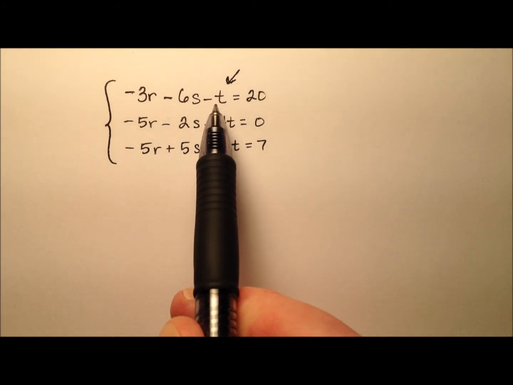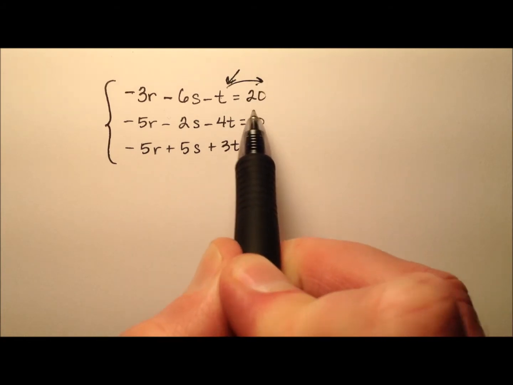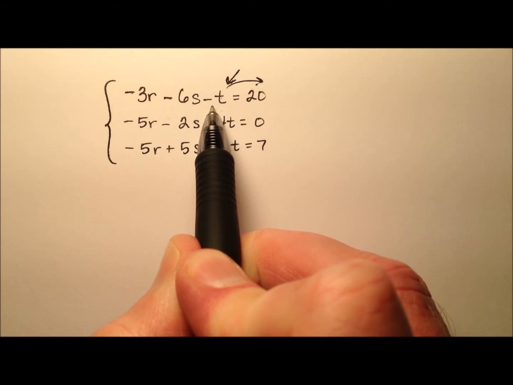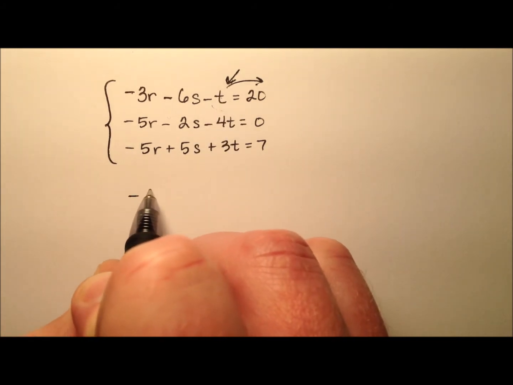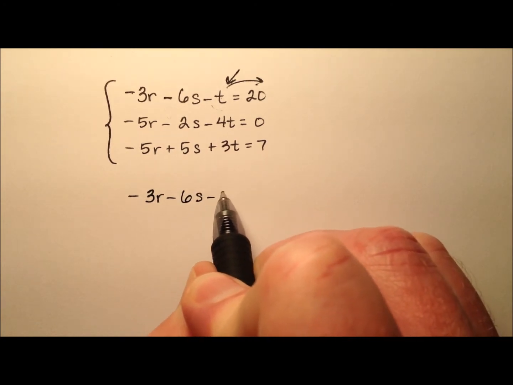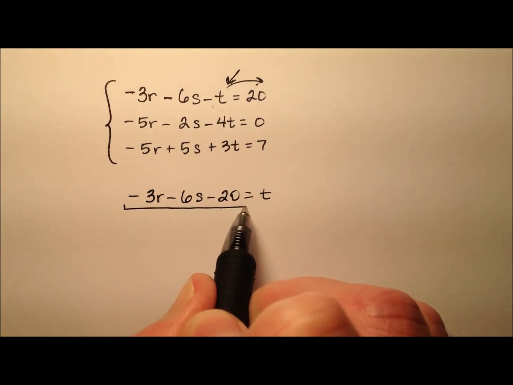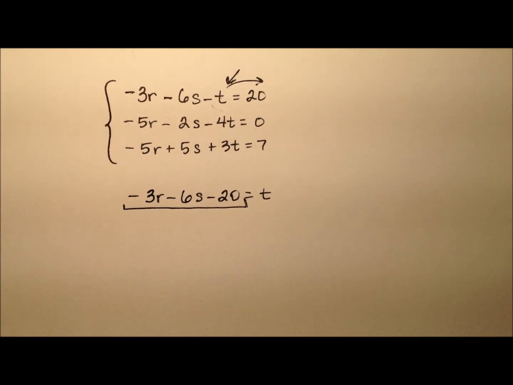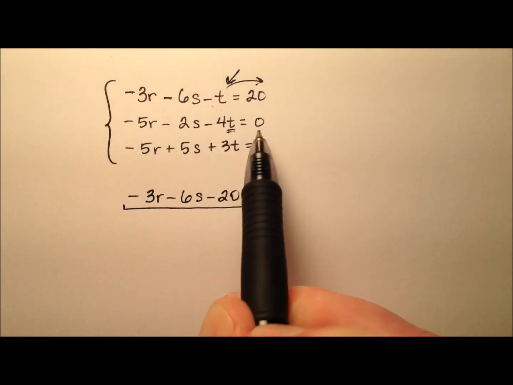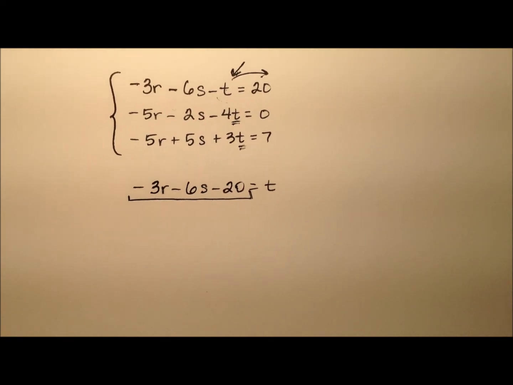So t will be easy to isolate. It's a negative t, so I'm going to move it over to the right side and make it a positive t. And then this positive 20 I'll move to the left side to make a negative 20. So this first equation becomes negative 3r minus 6s minus 20 equals t. So now I have this expression that's equivalent to t. What I'm going to do is plug it into the t in the second and third equations. So both of them. Let's go ahead and do that.